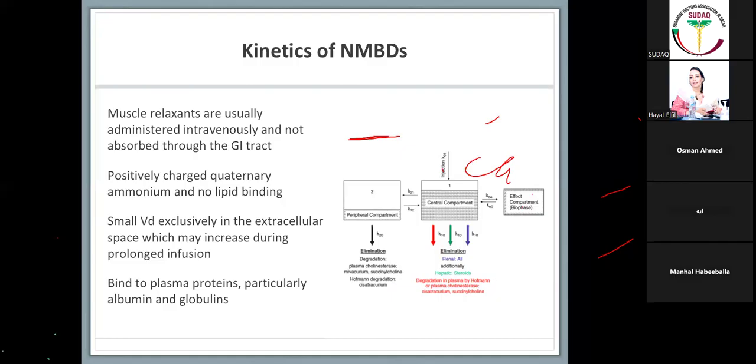Succinylcholine, however, is sometimes given intramuscularly in emergency cases when the IV line is not available. So you can give it by the intramuscular route, but the kinetics will be different from when you give it intravenously.